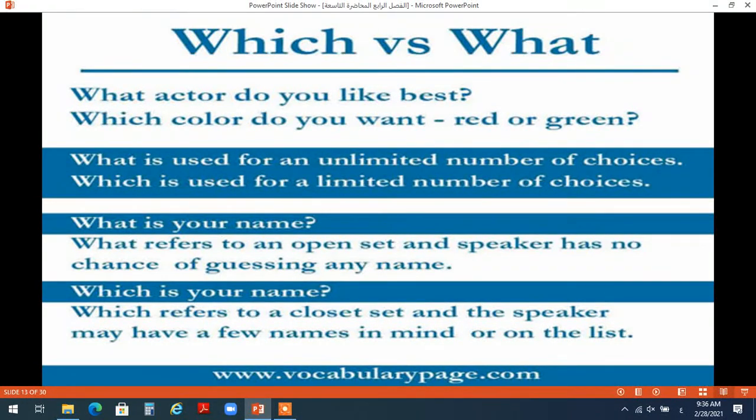a close set and the speaker may have a few names in mind or on the list. حين يطرح نفس السؤال ولكن باستخدام which بدلا من what، في هذه الحالة من يطرح السؤال هنا لديه بعض التوقعات عن الاسم، أو أما أن يكون يفكر في هذه التوقعات أو ربما تكون لديه قائمة تضم عددا محددا من الأسماء ويطلب منك أن تختار اسمك من بين الأسماء الموجودة من ضمن القائمة، فسيكون في هذه الحالة الجواب محدد نوعا ما، لكن باستخدام what سيكون الجواب غير محدد. It is unlimited. So this is the difference between using what and which to ask about something.